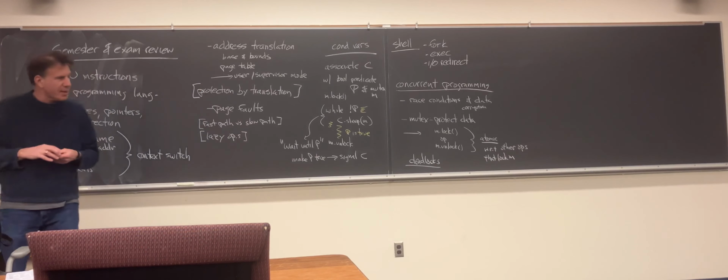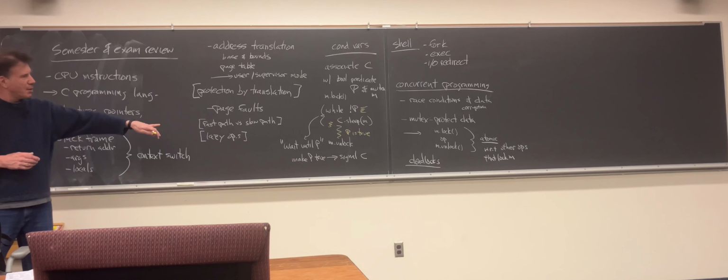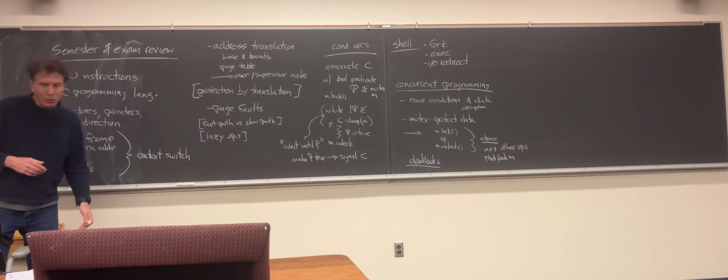So I guess the two sides of concurrent programming we saw were preventing race conditions with mutexes and using condition variables to coordinate threads.